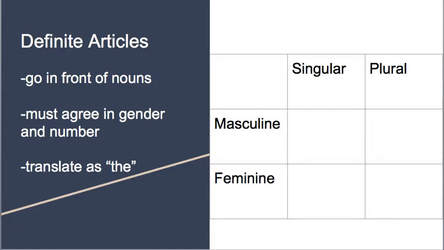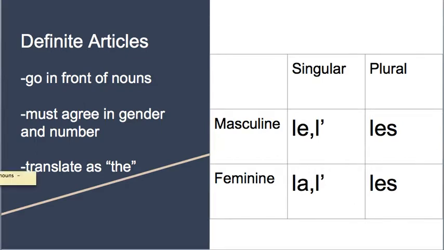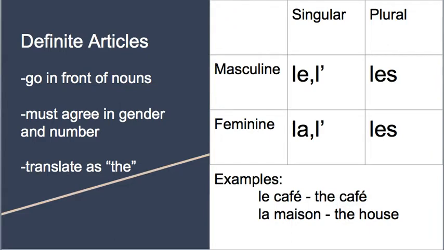Okay, the definite articles mean the, and they are le, la, and les. You will also notice that we use L' if we're in front of a vowel sound. So we know what those definite articles are. That's the second part of this equation. Okay. Here are some examples of how we've used those in the past. Le café and la maison. Le café being a masculine word, la maison being a feminine word.